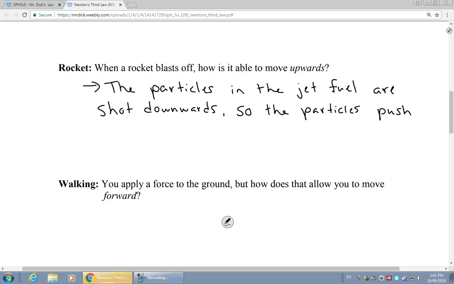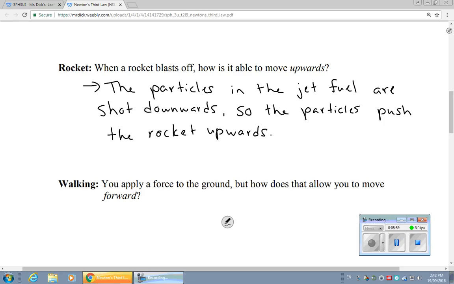So the particles push the rocket upwards. They apply an equally sized amount of force in the opposite direction to what they are being pushed. So again, the two separate objects, if we want to think of it that way, one is the rocket itself, the other is the jet fuel combining together into what we could think of as one large object, really a collection of particles. So the rocket ship pushes down, and the jet fuel pushes back up, and that allows the rocket to actually move upwards.